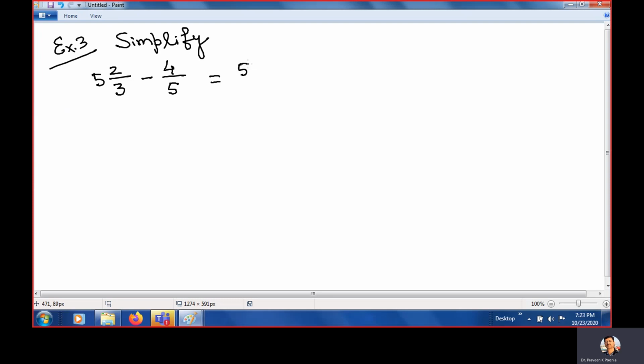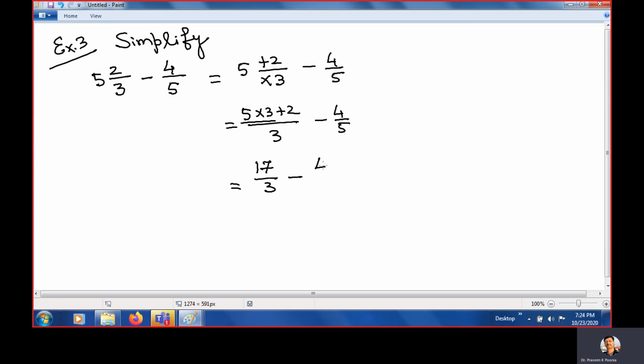So first we will change this mixed fraction into an improper fraction. And what is it? 5 times 3 plus 2 upon 3 minus 4 upon 5. So it is 5 times 3 is 15 plus 2, 17 upon 3 minus 4 upon 5.